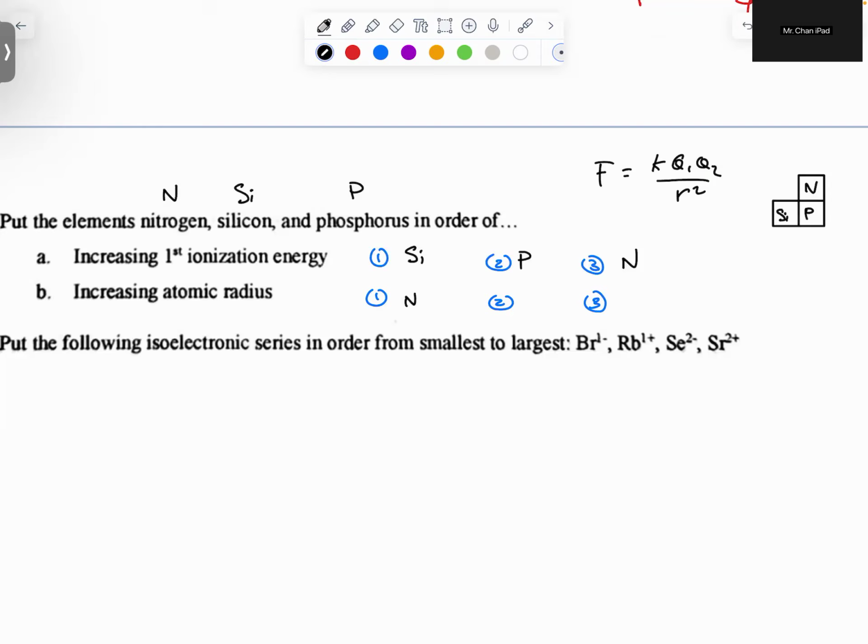Nitrogen is the first one. And then between silicon and phosphorus, which one is smaller? Phosphorus, smaller, stronger attraction. Okay? And the last one is silicon. Now, this is something I would do, either mentally or physically. I would do this hand gesture to signify attraction. Understand that there is more attraction when you go to the right-hand side.